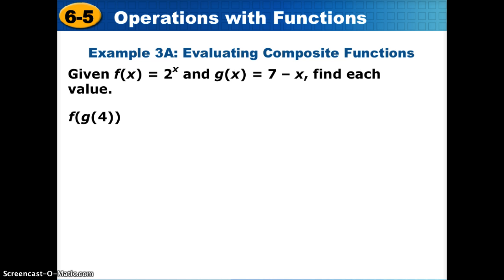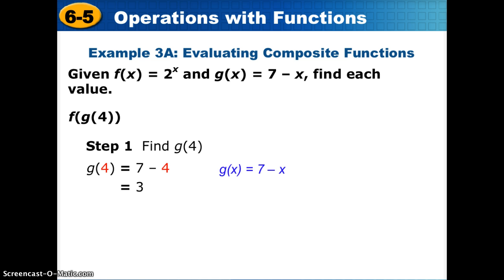All right, let's take a look at example 3. What we're going to do is start out with two functions, f of x and g of x, and we're going to first find f of g of 4. That means we're going to take 4 as the input to function g, and whatever we get as a result of function g, we're going to input that into function f.